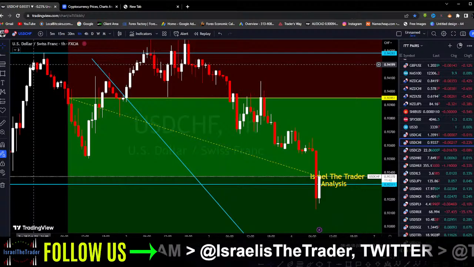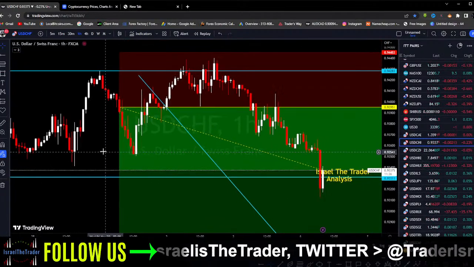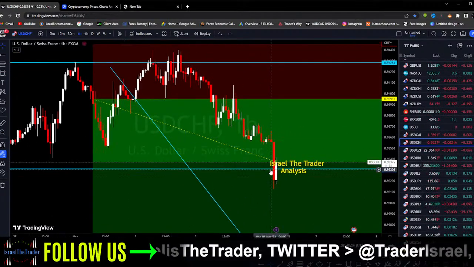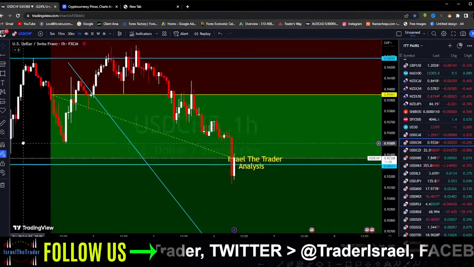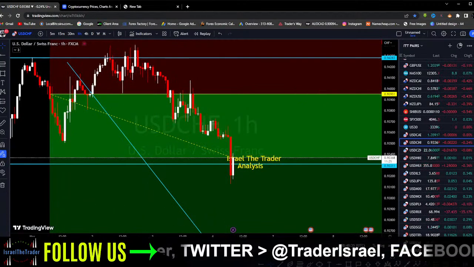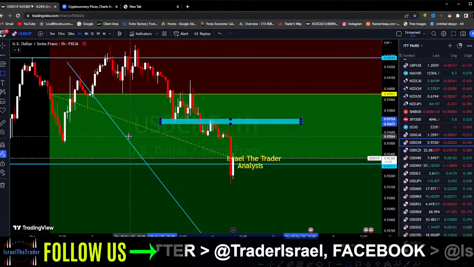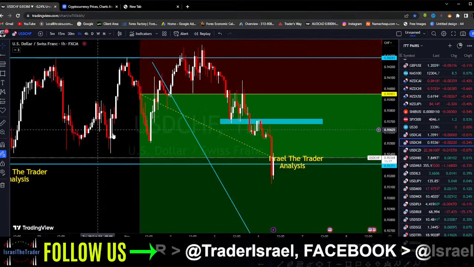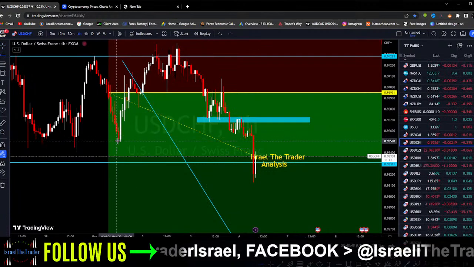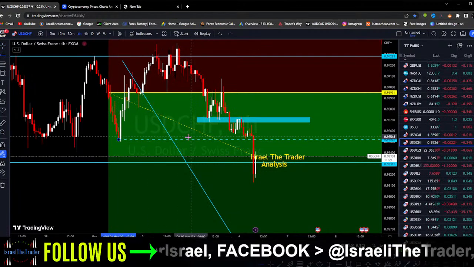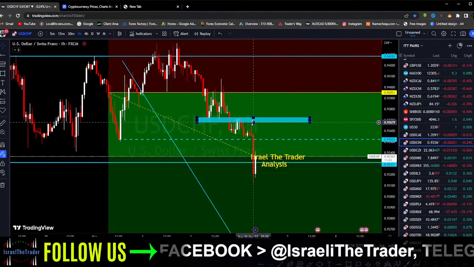What is happening on USD CHF right now is I'm seeing it coming to this point here. Let me just mark it out so you all can see. Okay, so I'm seeing it coming up to this point, but before that there's a level that needs to be broken. It has to break out of this structure, to this point, before it's going to come back up to this level.